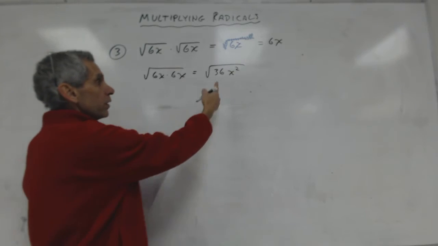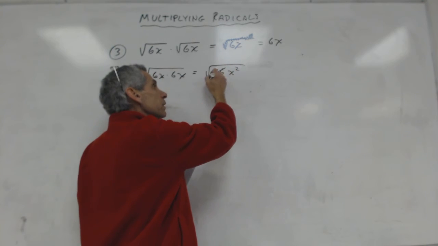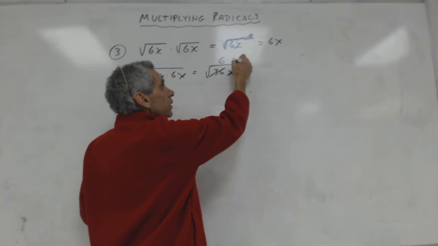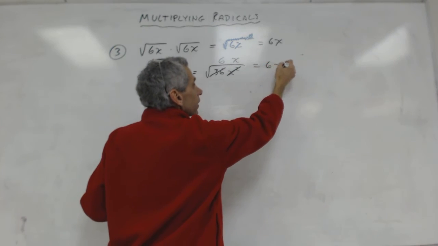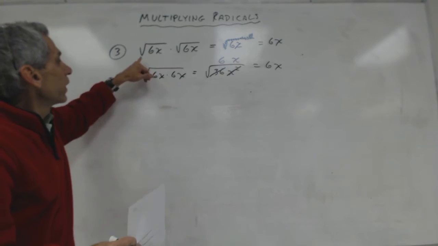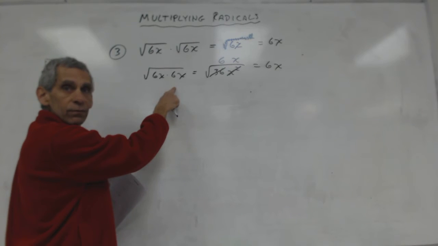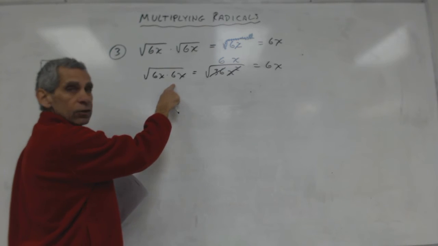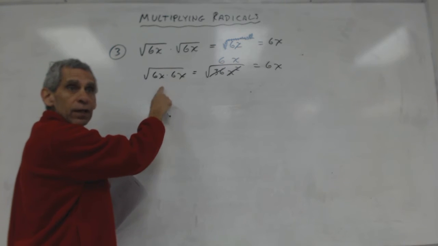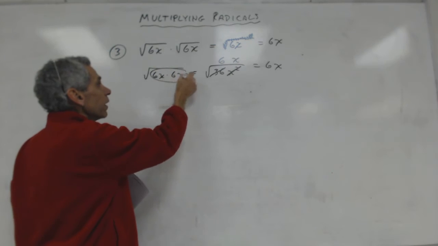What is the square root of 36? The square root of 36 is 6. What's the square root of x squared? x. So your answer is 6x. So it's probably just easier to do that. But the point is, look, I have 2 of the same things. I have a 6x here, and I have a 6x here. There's my 2 things.